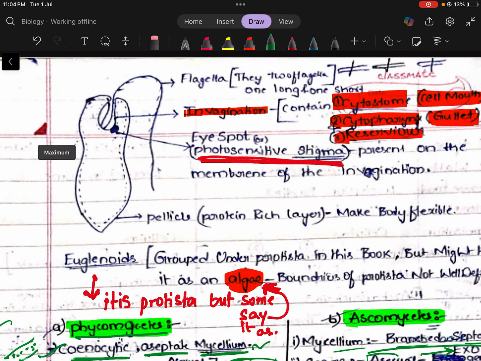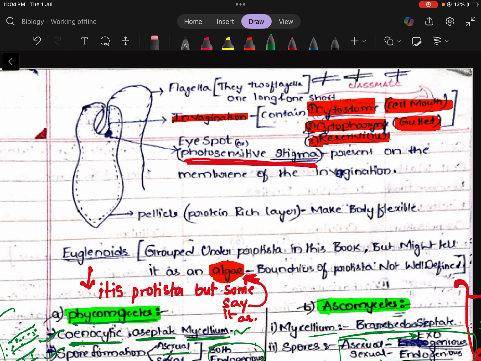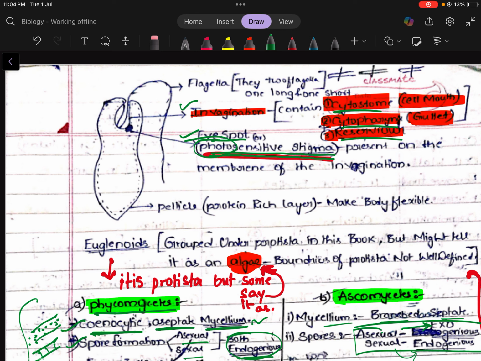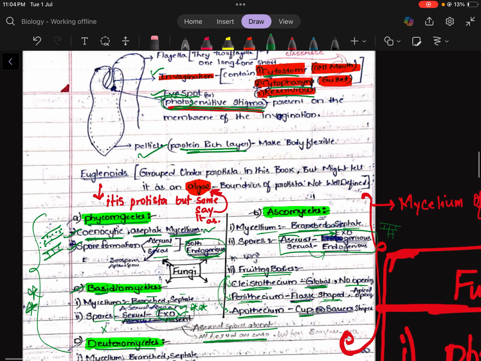And here it is about euglenoids. Euglenoids, we already know, contain an eye spot and an invagination that contains the cytostome, cytopharynx and reservoir. It contains an eye spot that is also called photosensitive stigma, which means it is sensitive to light. And it contains a protein-rich layer called pellicle, which helps in flexibility.